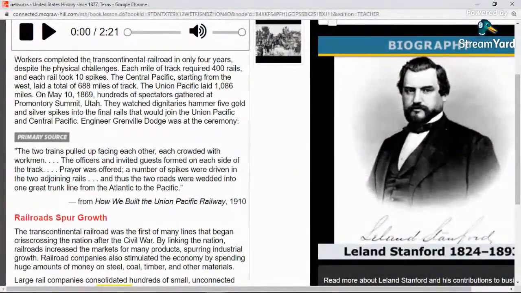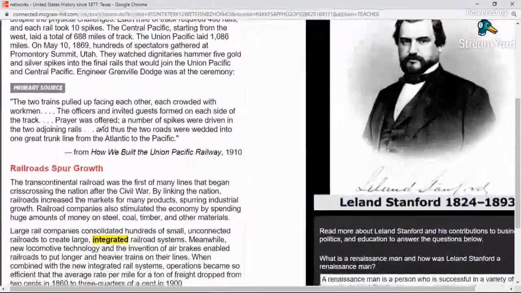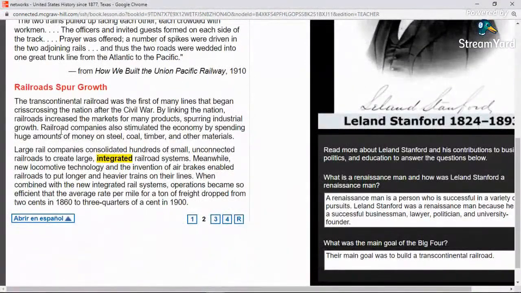And they completed it in only 4 years. Wow. Each mile of track required 400 rails, and each rail took 10 spikes. So they did it very fast. Very, very fast. And of course, what do railroads do? They spur growth. What does it mean to spur? It creates a lot of growth.